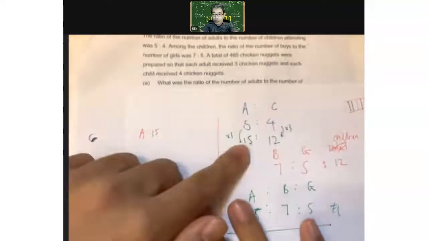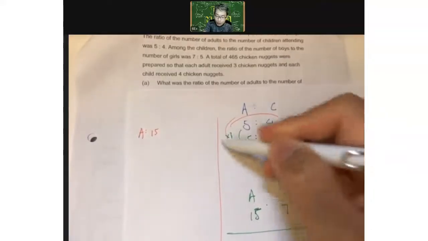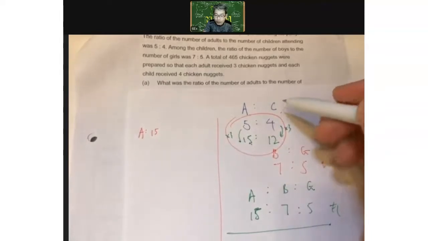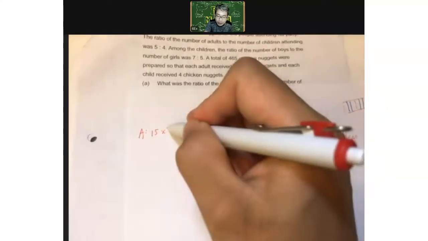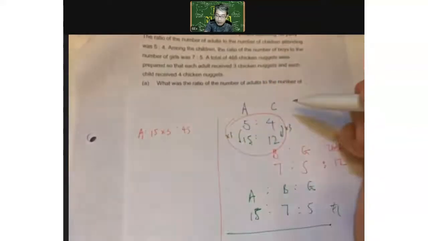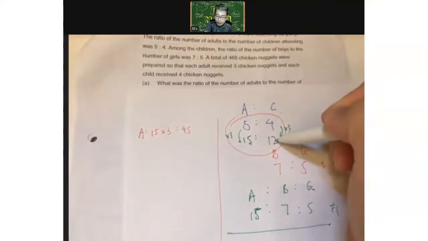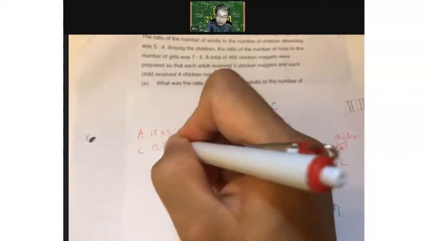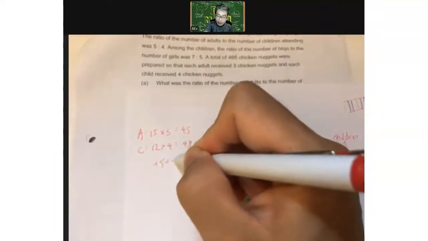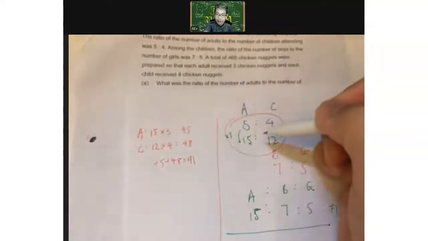If there are 15 parts, this is not 15 adults, this means that in one group of adults and children, there will be 15 adults and 12 children. So in one group, 15 adults times 3 nuggets will be 45 nuggets. In one group, there are 12 children, and each of them takes 4 nuggets. That will be 48 nuggets. So in one group of adults and children, they will actually take 45 plus 48 equals 93 nuggets.